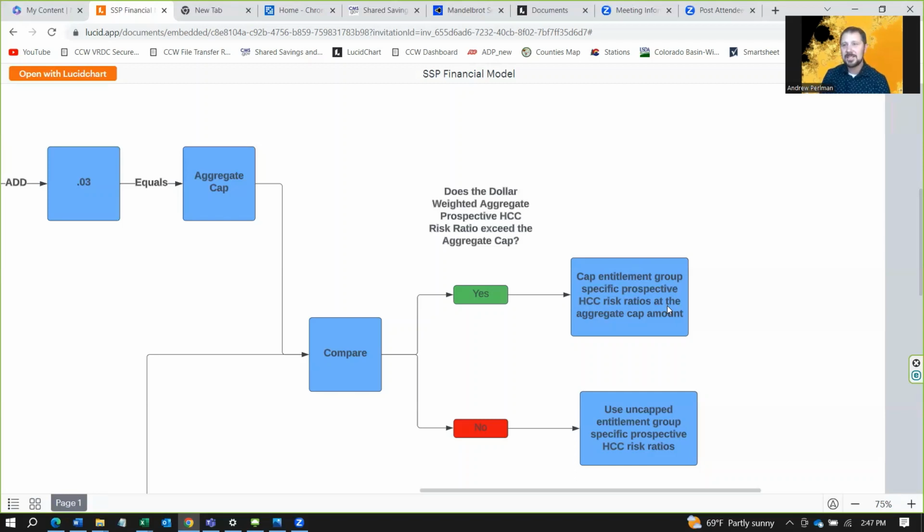Now, let's say it was the aged non-dual group that grew at 12%. Because aged non-dual is such a large proportion of the dollars, and let's say some of the others grew enough that the overall aggregate was higher, then they go back and ask which of these individual entitlement groups is higher. If only the aged non-dual is higher, then only the aged non-dual will receive that cap. And that's the way this update to the HCC capping is going to work.